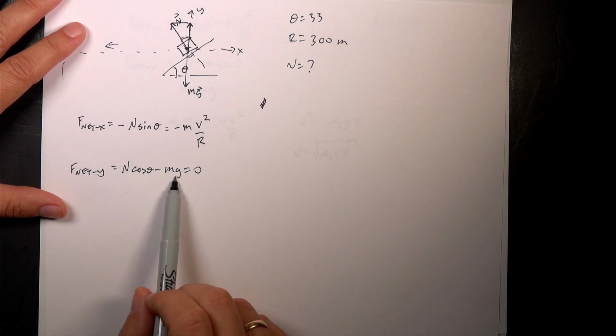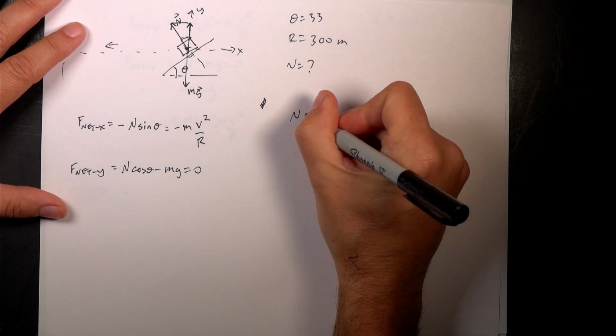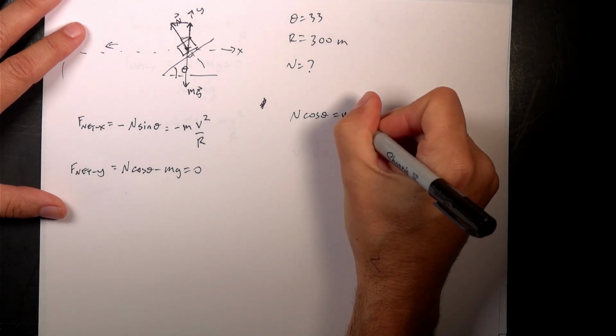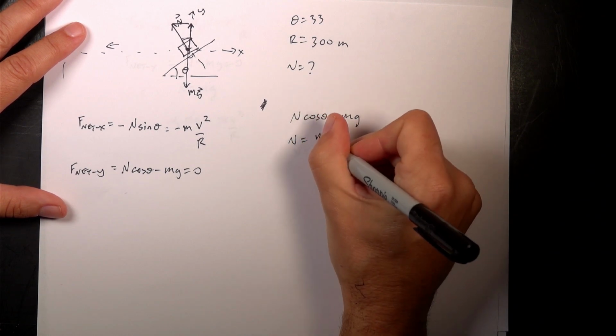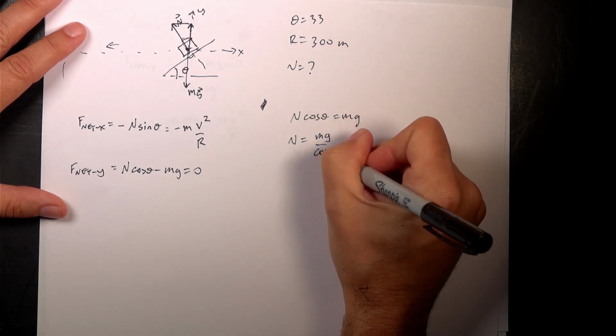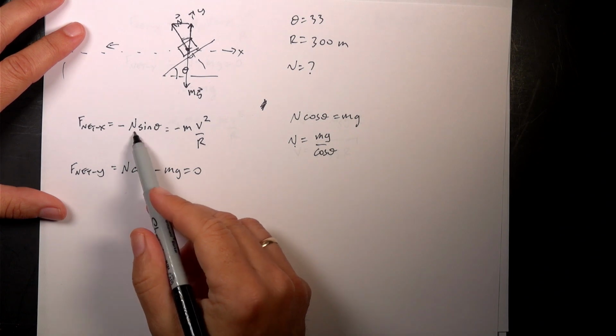So if I do that, I can add mg to both sides, and I get N cosine theta equals mg. Now I can divide by the cosine of theta. N equals mg divided by the cosine of theta. Now I can plug that in over here.